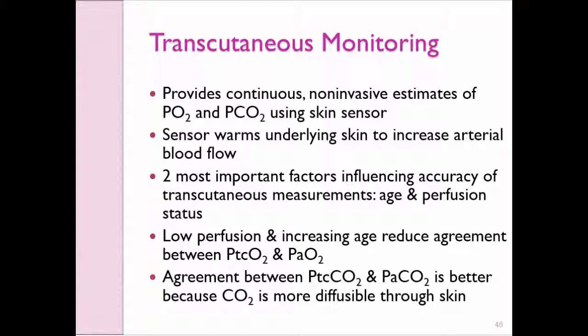The sensor warms the underlying skin to increase arterial blood flow, and it warms it to about 42 degrees Celsius is the upper limit there, I believe, which is pretty hot, and so you have to be careful about causing burns on the skin. The 2 most important factors influencing the accuracy of the transcutaneous monitors are age and perfusion status. Low perfusion and increasing age reduce agreement between the transcutaneous monitoring value and the arterial value. So agreement between the CO2s, the transcutaneous CO2 and the arterial CO2, is better because the CO2 is more diffusible through the skin.